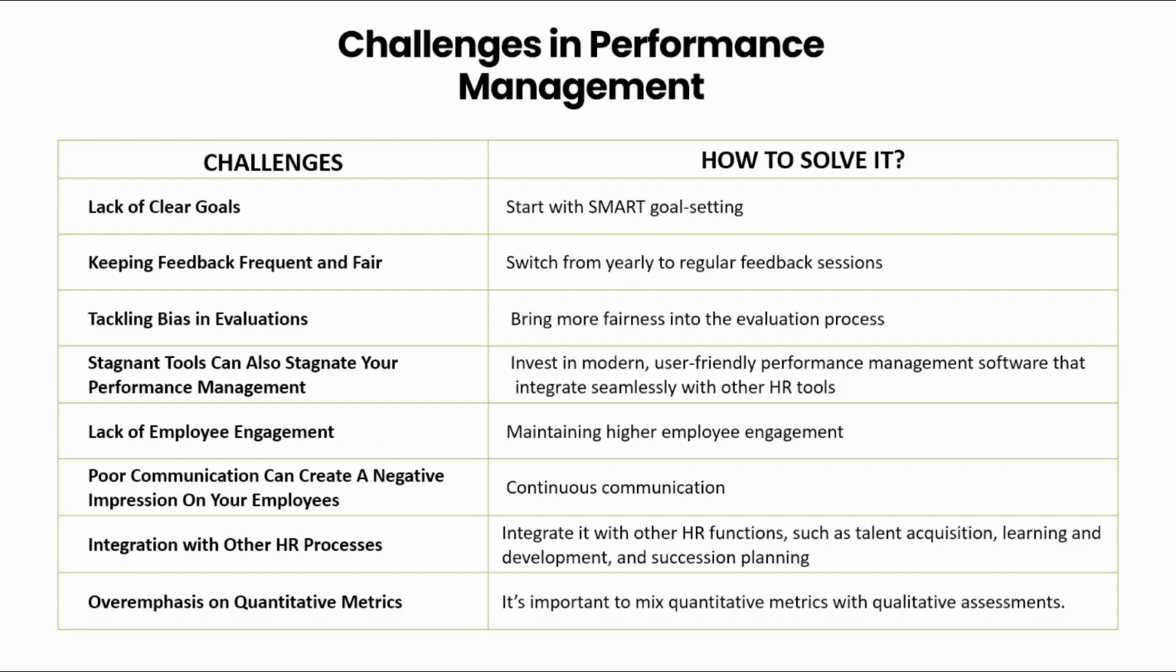Third challenge is tackling bias in evaluation. Personal biases can skew evaluations, resulting in unfair and inaccurate assessments. This issue arises when feedback is overly influenced by individuals' opinions rather than objective performance metrics. In order to solve this, we must combat this and bring more fairness into the evaluation process. We should consider using the models as presented above.